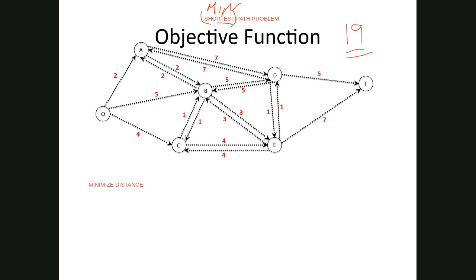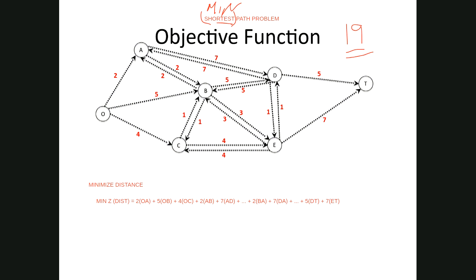and so forth. However, you're going to also notice we have to include 2 times B to A, because B to A is different from A to B, and also 7 times D to A, and so on and so forth until we get to the terminal, which we have 5 times D to T plus 7 times E to T. And once everything is included, there's going to be 19 different terms in this objective function.